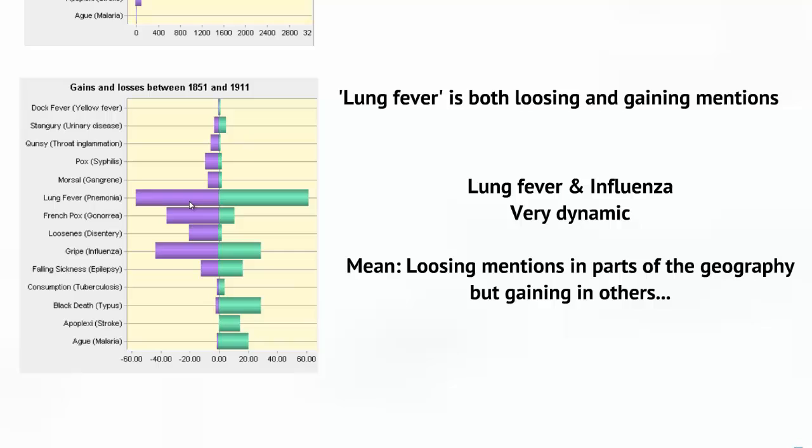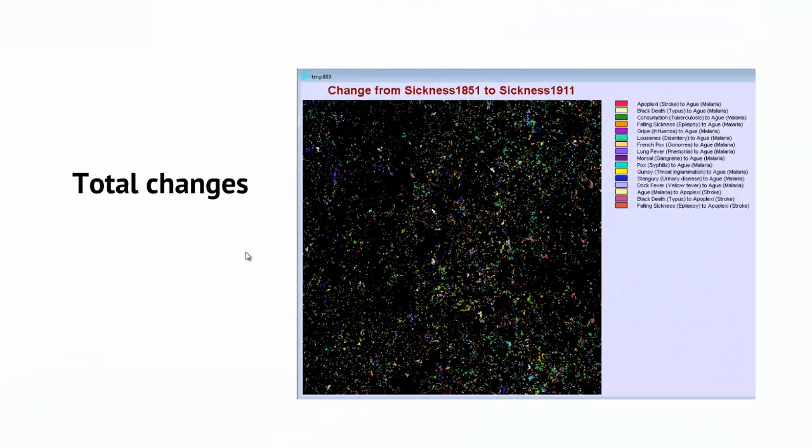So in this graph, we can actually see how lung fever, for instance, and influenza are quite dynamic words, and they were losing mentions in parts of the geography, but they were also gaining mentions in other parts of the geography as well. So another way of approaching this is to map these total changes. And in here we see a map of the total changes of all these diseases. And again, this map is not that useful in terms just of visualizing it, but it is useful in terms of what we call intermediate results, because it's a map that will help us in further calculations, for instance, or in further comparisons to analyze the changes in these particular diseases.